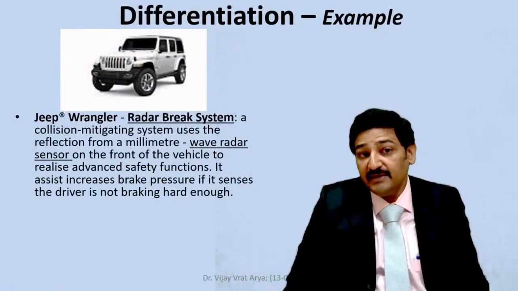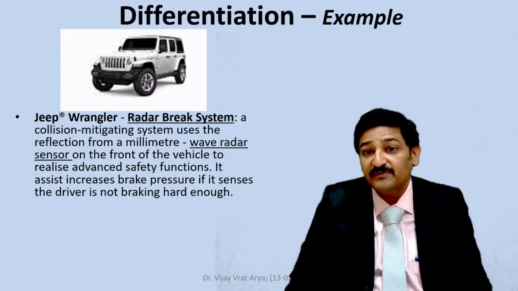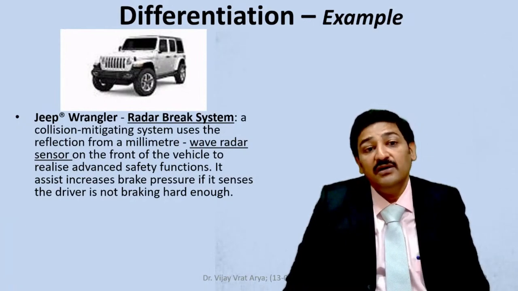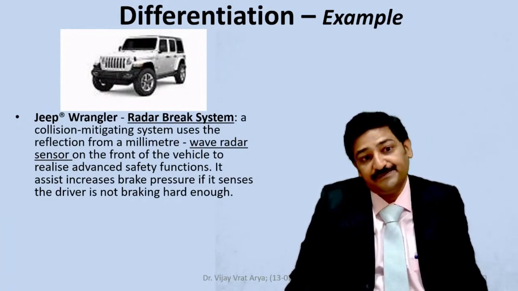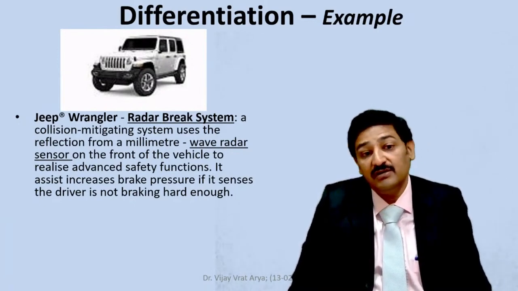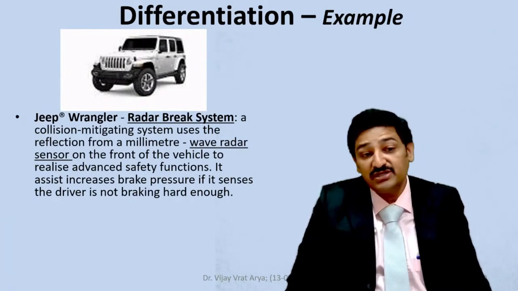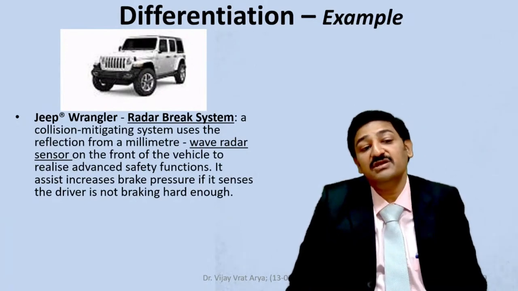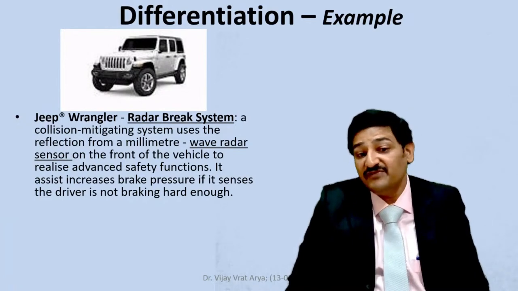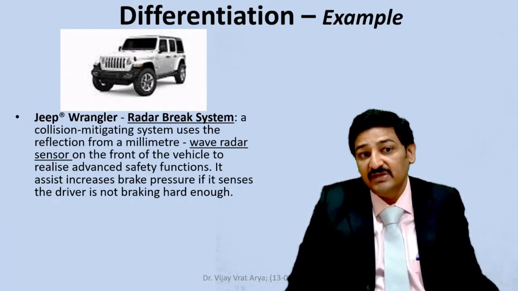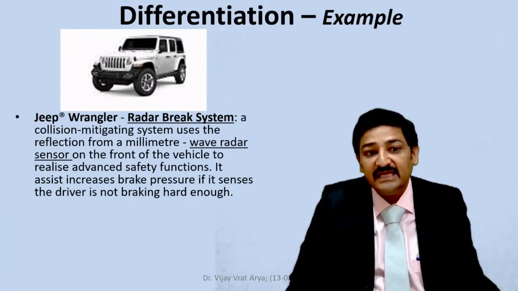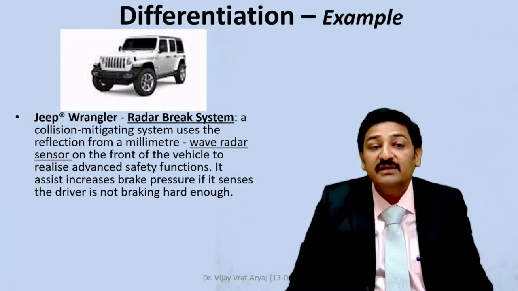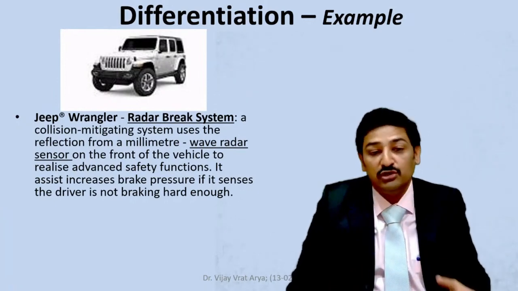Now, we need to understand the concept of differentiation with an example of the Jeep company, where they have a product, the Wrangler, which adopts a radar-based brake system, which is a collision mitigating system. It uses the reflection from a millimeter-wave radar sensor on the front of the vehicle to realize advance safety functions. It assists and increases brake pressure if it senses that the driver is not braking hard enough. So this particular feature brings this model of vehicle in that automobile sector, and it differentiates it from the other automobile products available in the market.